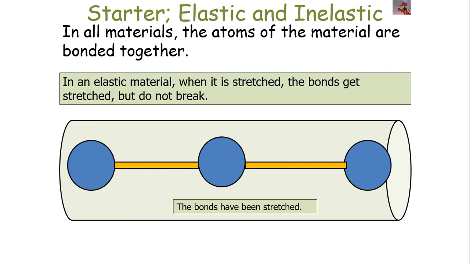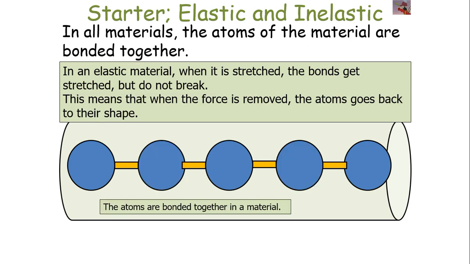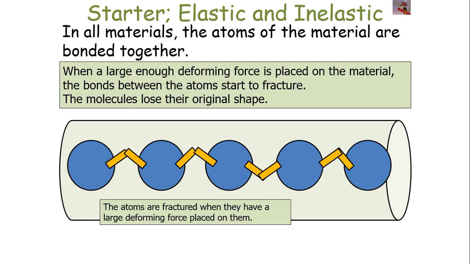Now, in an elastic material, when the material is stretched, the bonds get stretched but don't break. So when the force is removed, the atoms go back to their original shape, because whilst the bonds have been stretched, they will go back to their same shape once that force is removed. But if a large enough deforming force is placed on the material, the bonds between the atoms start to fracture, so the molecules lose their original shape.